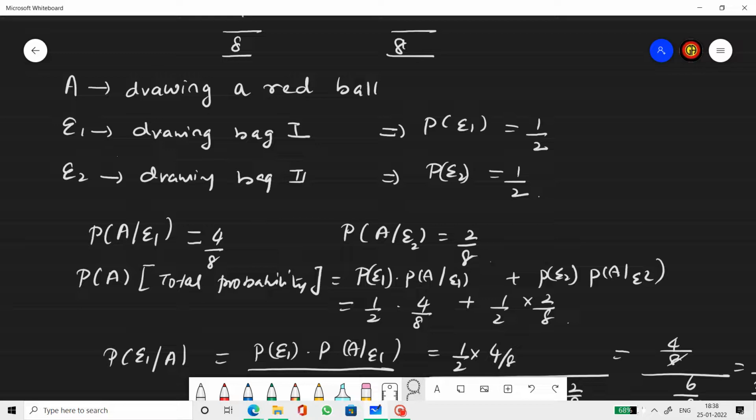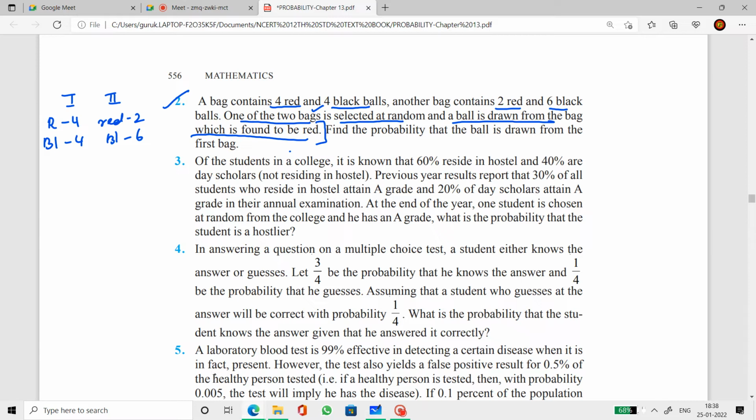Now, I did till the red ball. The question is not over there. What is the probability that the ball drawn is from bag 1? Now, go back to conditional probability questions. So this is the given statement to us and this is what we need to find. What they want us to find is E1 given A. It is found to be red. What is the probability that it is from bag 1?